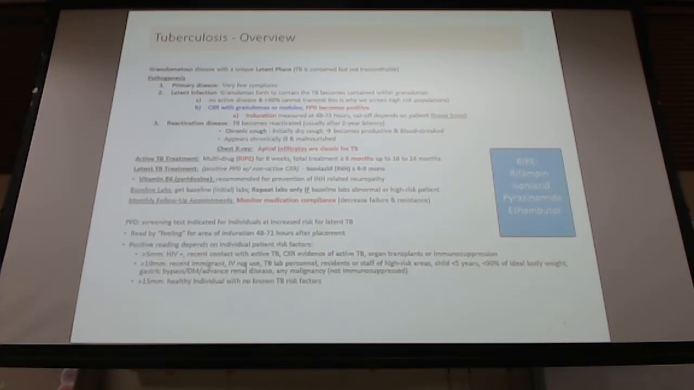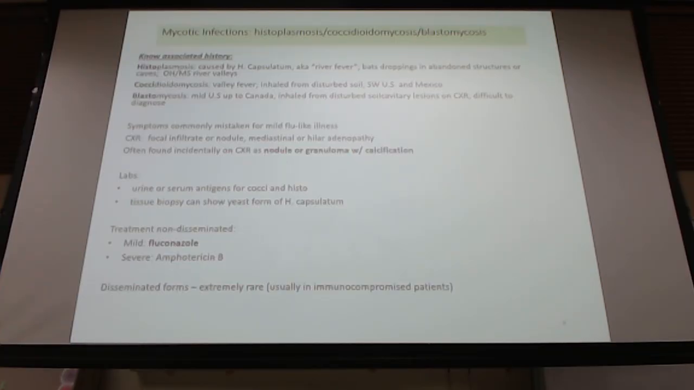And to know this population, if you see them and they're greater than 5 millimeters, then they need treatment, and that's a positive PPD. That means latent TB. That's the only one there.